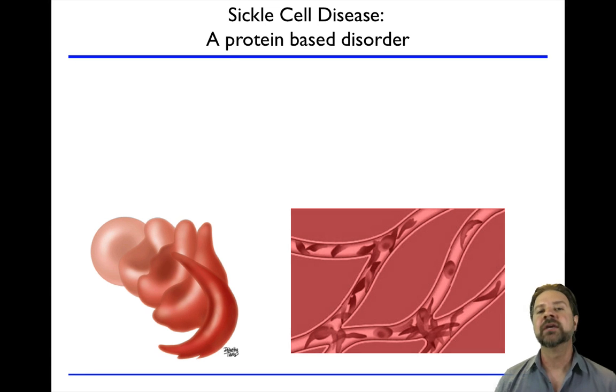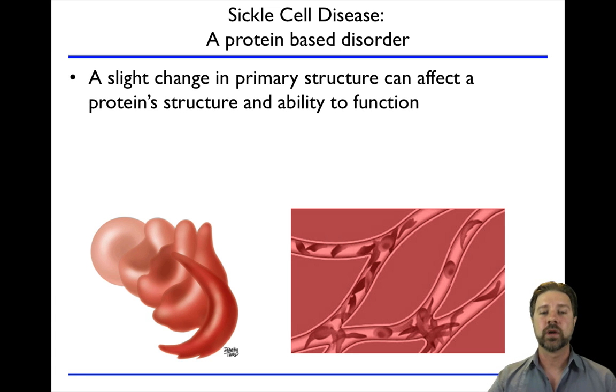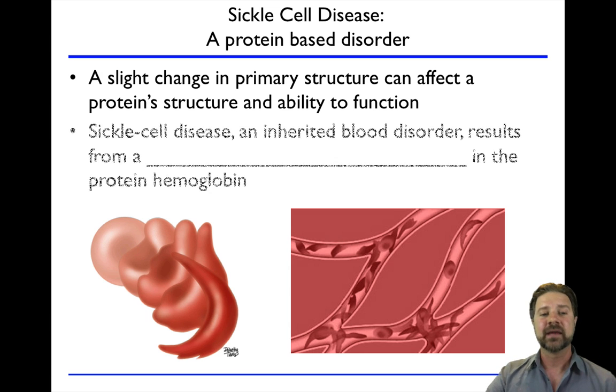We're going to talk about hemoglobin some more as we describe sickle cell disease. Sickle cell is a protein-based disorder. So what we're going to see here is that there's going to be a slight change in the primary structure. What's primary structure again? It was the unique sequence of amino acids that build a polypeptide. And by changing very little in that sequence, it's going to change the entire structure and the entire function of something that should be working properly in the body that carries it.